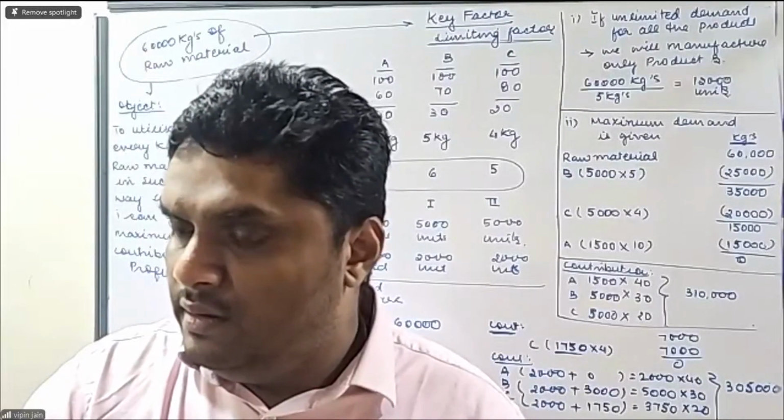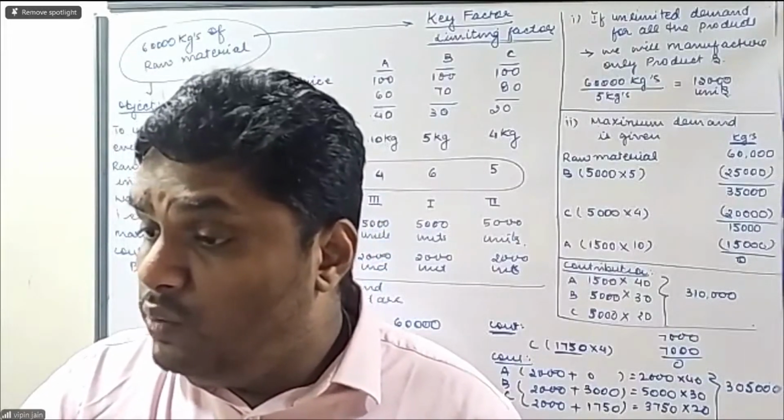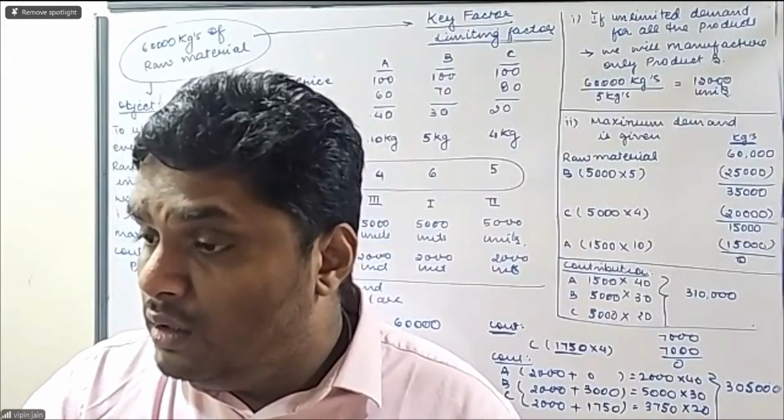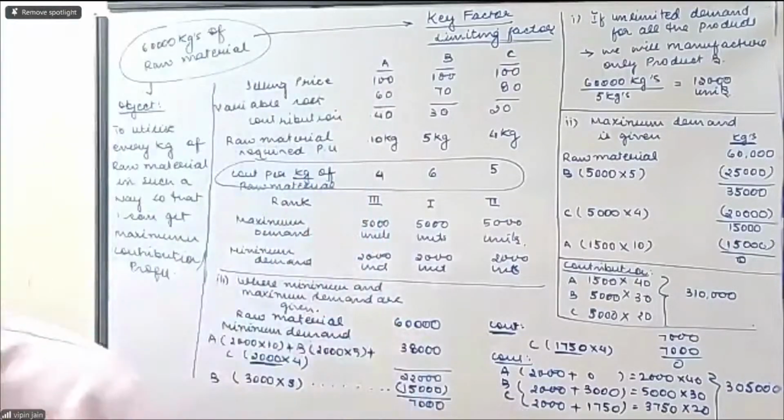Tell me. Sir, for A, it's only 1,500, right, sir? Then how we can... What? A is having only 1,500, right? Where is it 1,500? Can you please tell me?